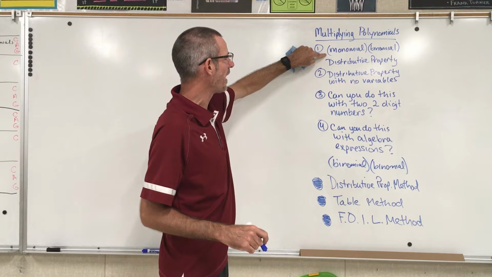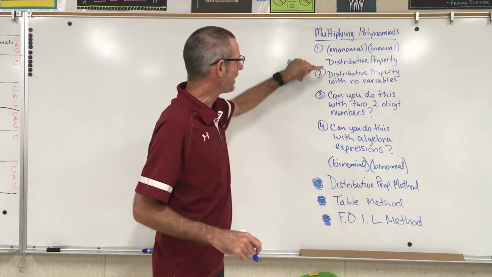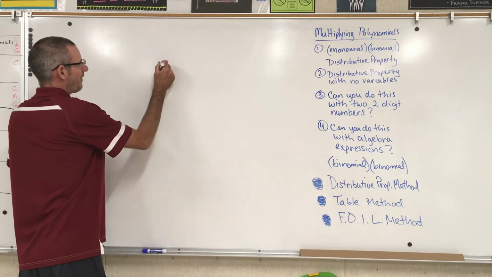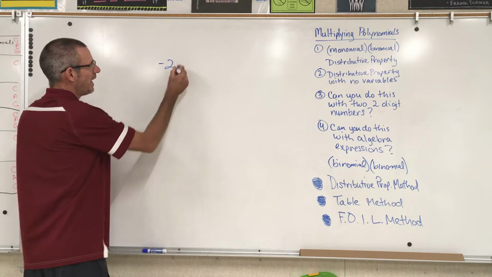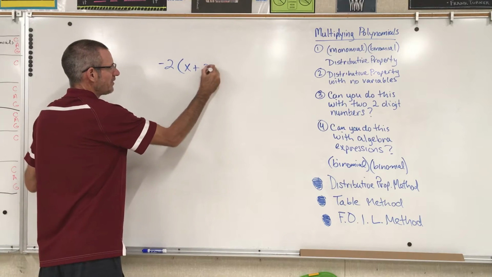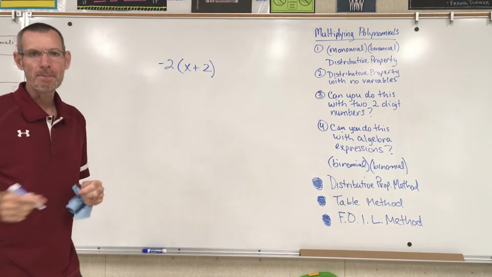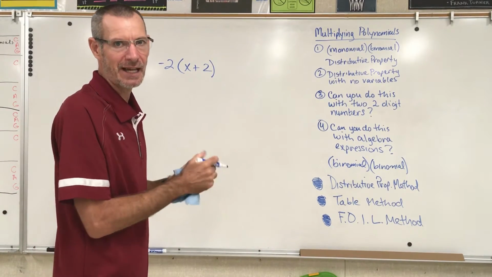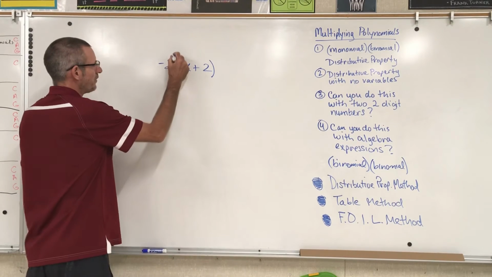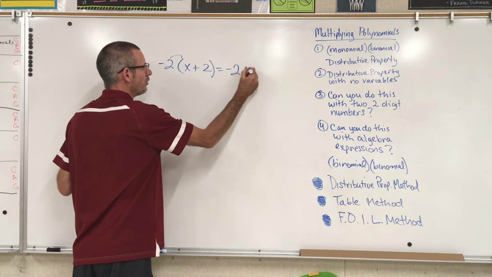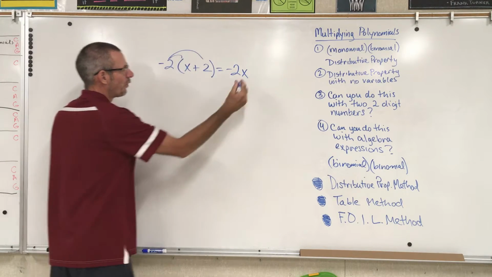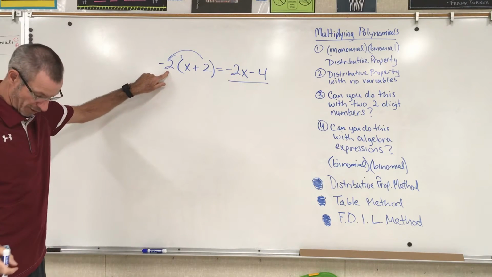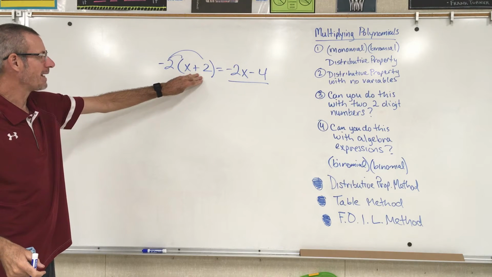You know about multiplying a monomial times a binomial because you've been doing the distributive property for years. So here's an example. If I have a monomial that's -2 and a binomial that's x plus 2, you know that the parentheses can be removed by multiplying the outside number by both of the inside numbers, the distributive property. So -2 times x is -2x, and -2 times 4 is -4, and that is the answer when you multiply that monomial by that binomial.